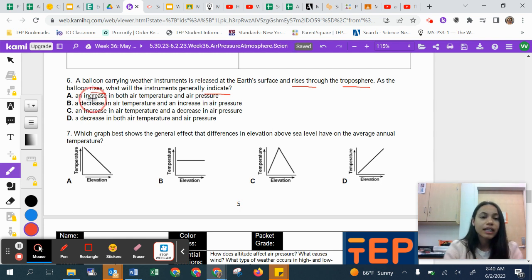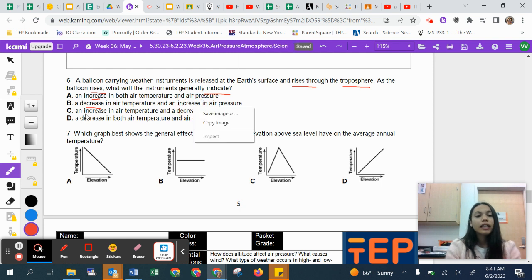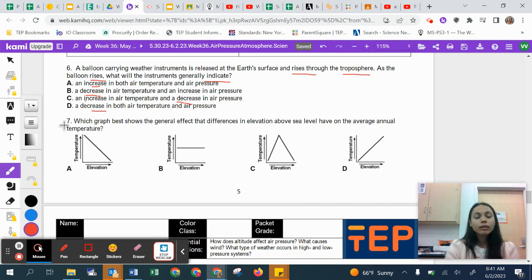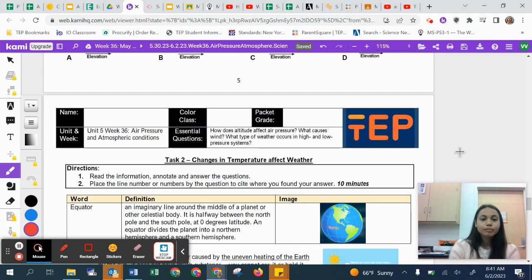Will they tell us that there is an increase in temperature and pressure? Will they tell us there's a decrease in temperature and an increase in pressure? An increase in air temperature and decrease in pressure, or an increase in both temperature and air pressure? So you need to just talk about that, as that will also help you with number 7, because number 7 is asking you that as well, and you need to know and identify the relationship. This is a question on an exam, so it's super important that you answer this question appropriately.